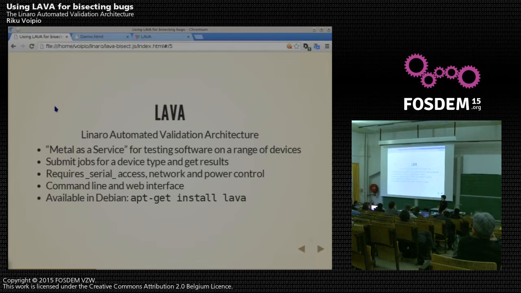Network is very useful. It's possible to use Lava without it, but not really convenient. Power control, any kind of automation of kernel development, you have to have it. In the most manual case, you will just have a script that says, please go and reboot the board, but it's not really automation then. Lava has a command line interface and a web interface, and it's available in Debian with just apt-get install lava.